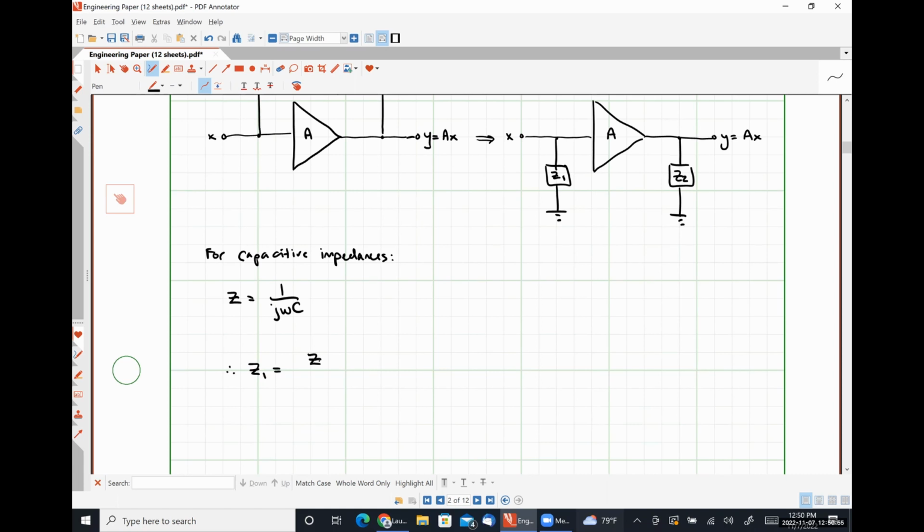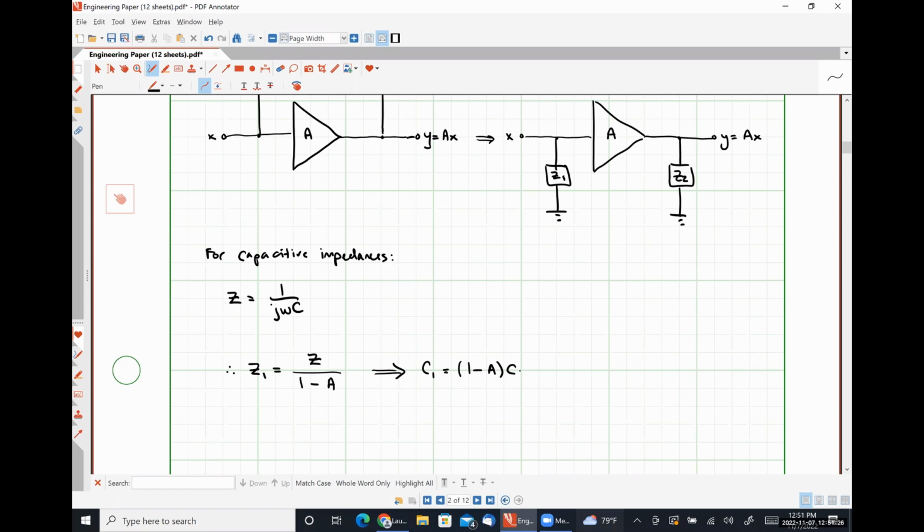And using the rules for Miller's theorem, what we'll find is that the impedance Z1 will be our feedback capacitor's impedance Z divided by a factor of 1 minus A, which is our open loop gain for that stage of our amplifier, which in turn tells us what capacitance is referred to the input side. In this case, it's going to be 1 minus A times our feedback capacitance C.